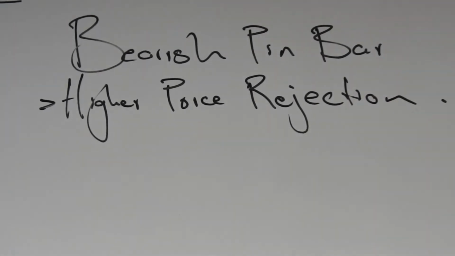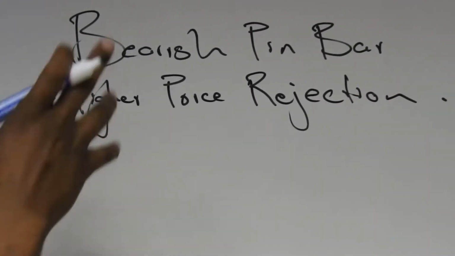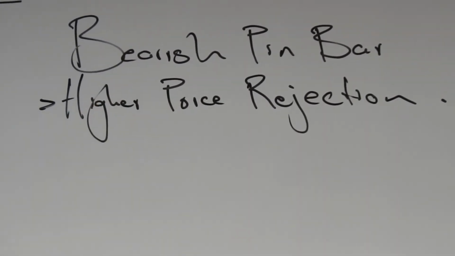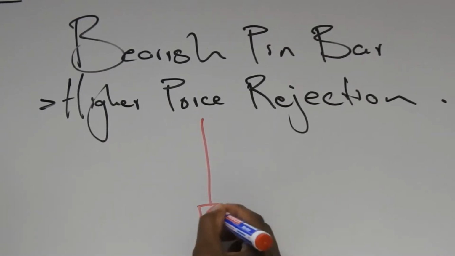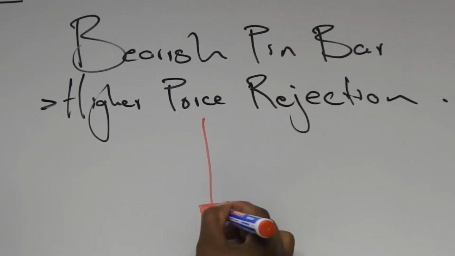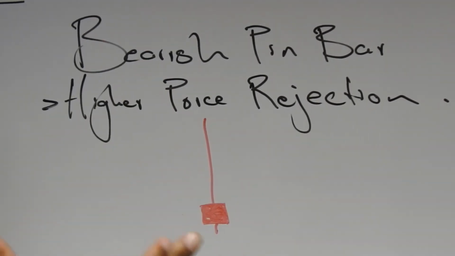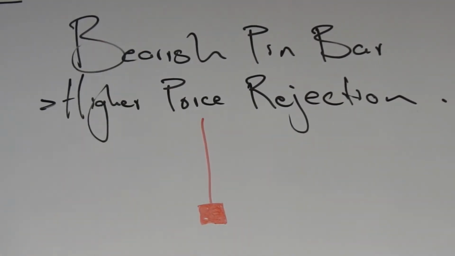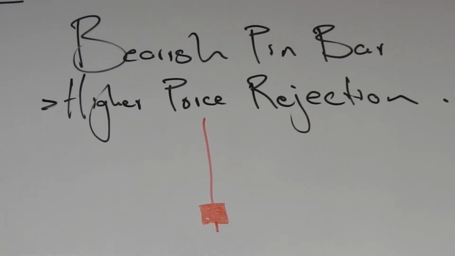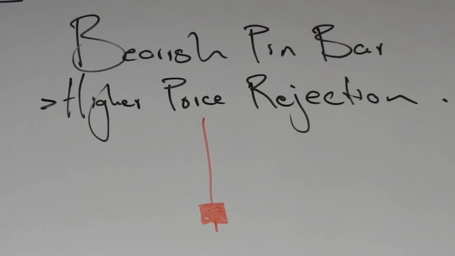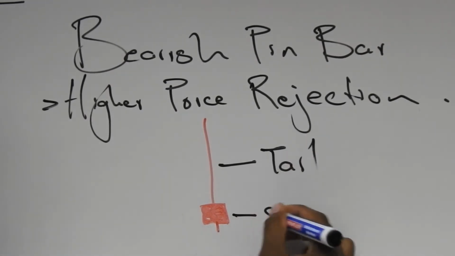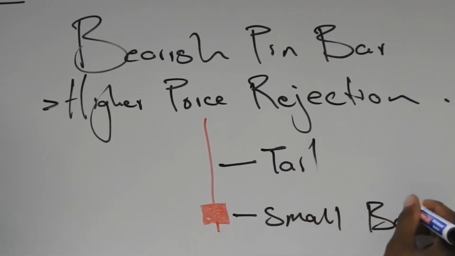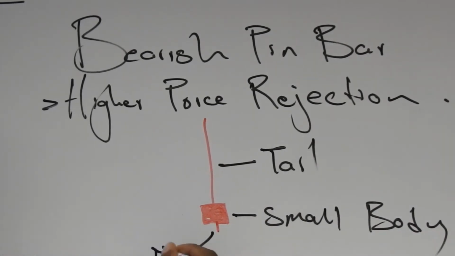If it's higher price rejection, it tells you straight away that we're only going to look at the bearish pin bar at your resistance level. Your bearish pin bar should be something like this: a long tail, small body, and a nose. Remember, a fully formed candlestick should have two components, a body and two shadows. If it doesn't have two shadows, it's not a fully formed candlestick. This will be your long tail, small body, and then this will be your nose.